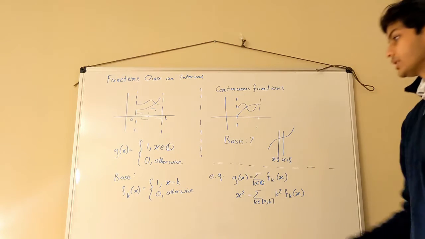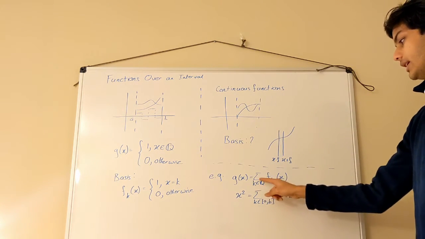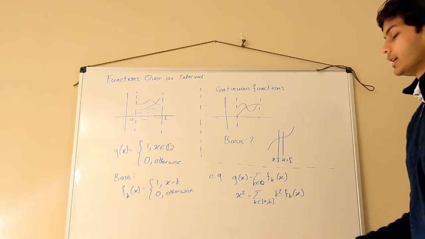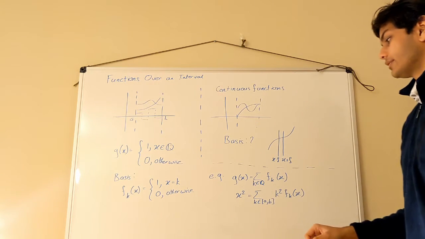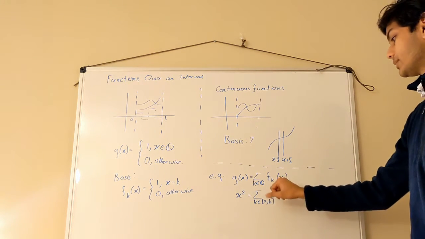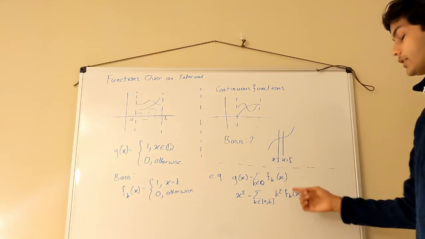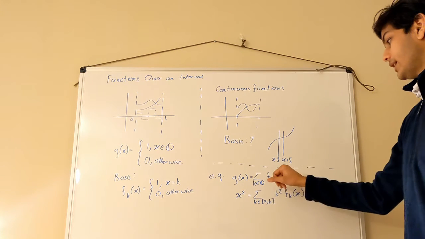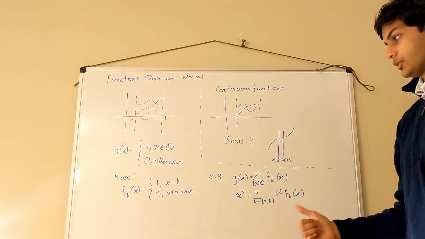For some examples, you have your function g of x here. You can define that as the sum of all k in the rational numbers of the indicator function f sub k of x. For example, if you plug in x is equal to 5/3, you can have something like f sub 2 of 5/3. That's going to be 0 because 2 is not equal to 5/3, or f sub 3 of 5/3, again 0. The only time that this is going to be non-zero is when k is equal to 5/3, because f sub 5/3 of 5/3 is going to be equal to 1.